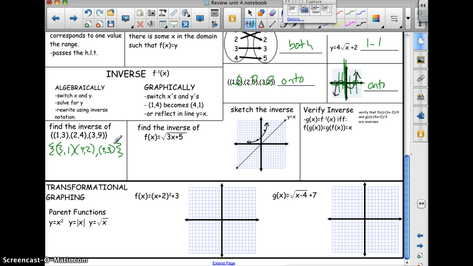All right, for this one here, I'm going to rewrite it with a y, and then switch the x and y. So it's like x equals the square root of 3y plus 5. And then square both sides, I get x squared minus 5 equals 3y. So then I got y equals x squared minus 5 over 3. And I use the inverse notation. f negative 1 of x equals x squared minus 5 over 3.